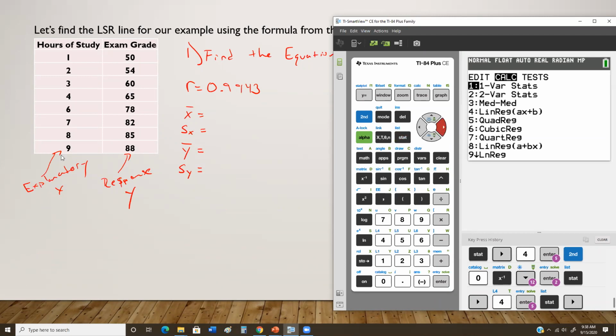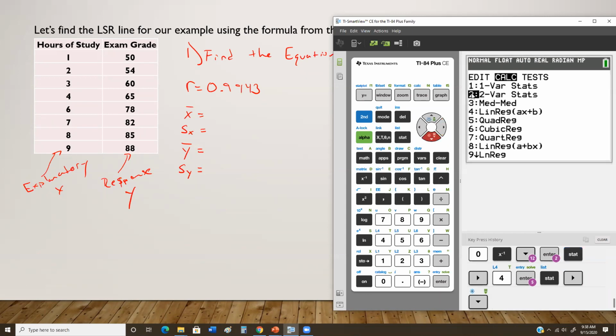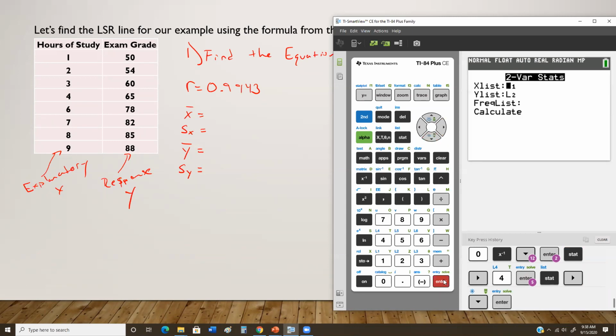And this example has 2 variables, okay? It has an x variable and it has a y variable. So I don't want 1-Var Stats. I want 2-Var Stats, okay? So I'm gonna scroll down to the number 2 here. I'm gonna hit enter. Now, if you have a TI-83, it just says 2-Var Stats here, just hit enter again.